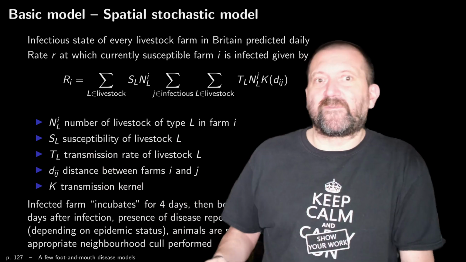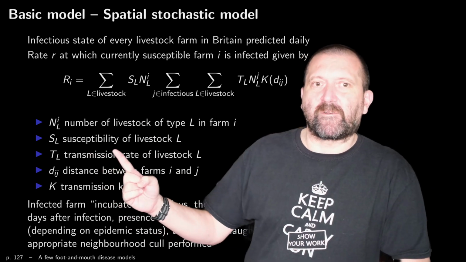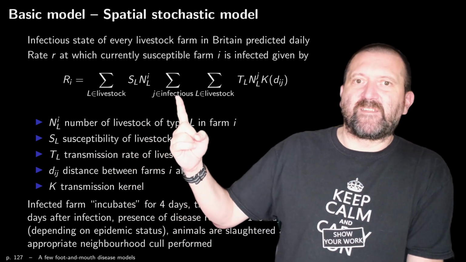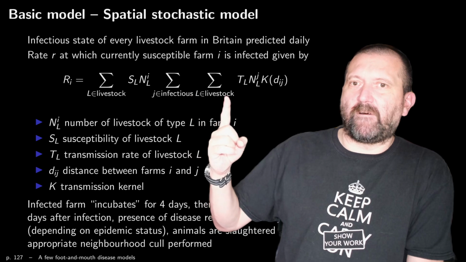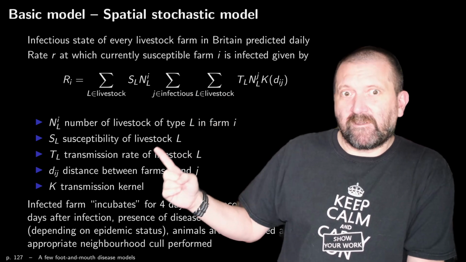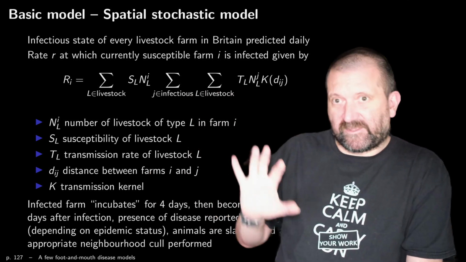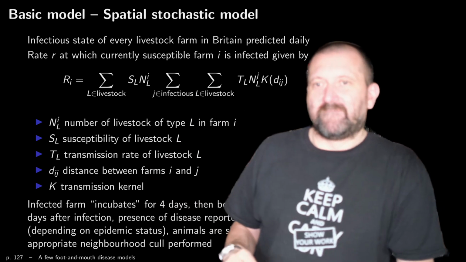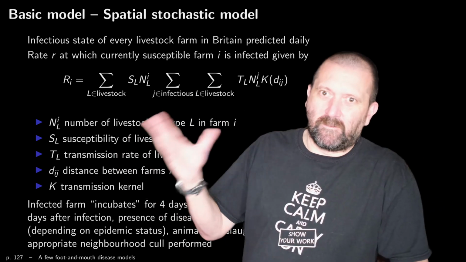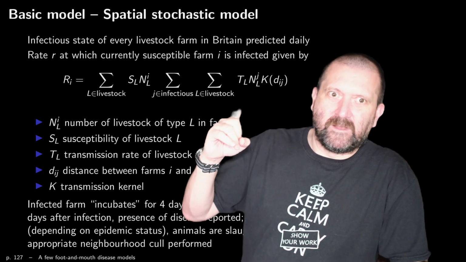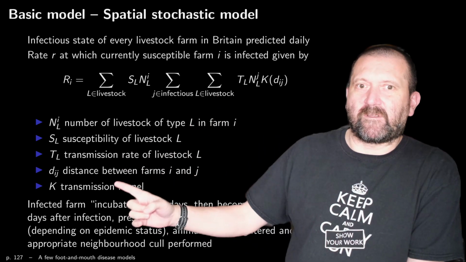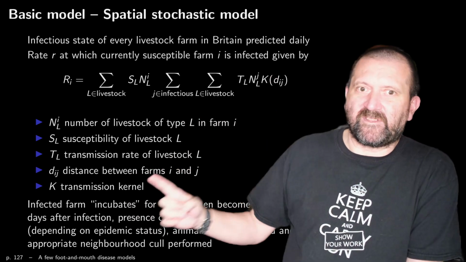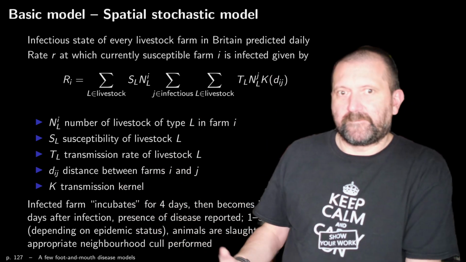There's a notion of the susceptibility of the livestock, and then they sum over all infectious livestock farms and over all types of livestock. And again, this is the same type of function we saw in the earlier model. You have TL, the transmission rate for a given livestock, the distance between farms, and the transmission curve.